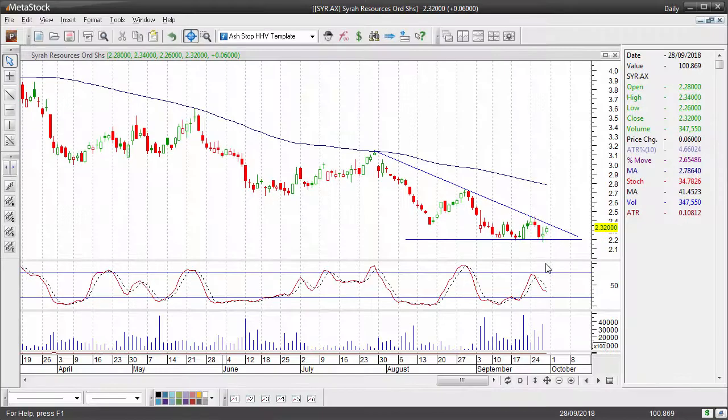So hopefully that's a good idea on how you can potentially add descending triangles to your trading strategy, how you can use them to maybe add some new signals and hopefully build a positive expectancy trading system out of it.